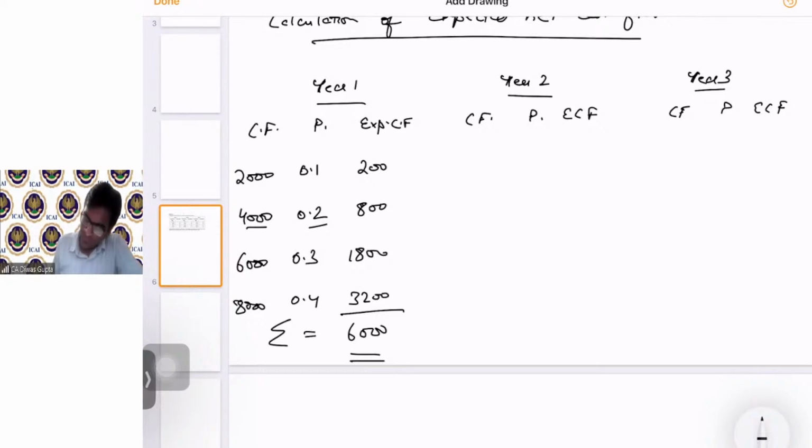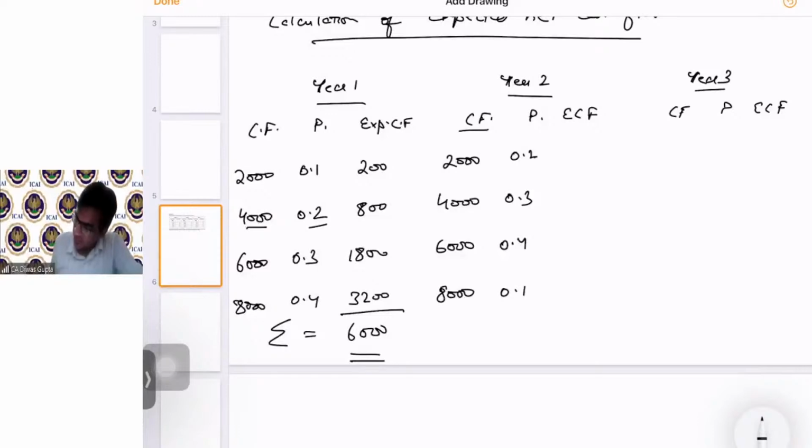Then year 2, cash flows, you will get 2000, 4000, 6000, 8000. I'm just copying the data from the question. Along with the probabilities of 0.1, 0.2, 0.3 and 0.4. Expected cash flow will simply be 200, 800, 1800 and 3200. In totality, it will be 4800.